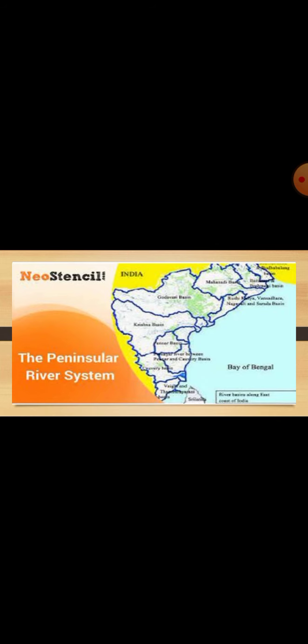So let's see here. So these are the peninsular rivers. Godavari. Godavari is the biggest river in the peninsular plateau, or the biggest river in South India, Godavari river. Next one, second biggest river, Krishna river. Let's see the importance of Godavari river and its origin place and tributaries.